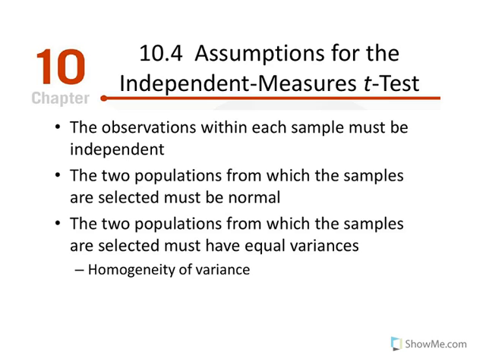Next, there are 3 assumptions that should be satisfied before you use the independent measures t formula for hypothesis testing. The first is the observations within each sample must be independent. 2, the 2 populations from which the samples are selected must be normal. 3, to justify using the pooled variance, the 2 populations from which the samples are selected must have equal variances. So the first 2 assumptions should be familiar from the single sample t-test presented in Chapter 9.